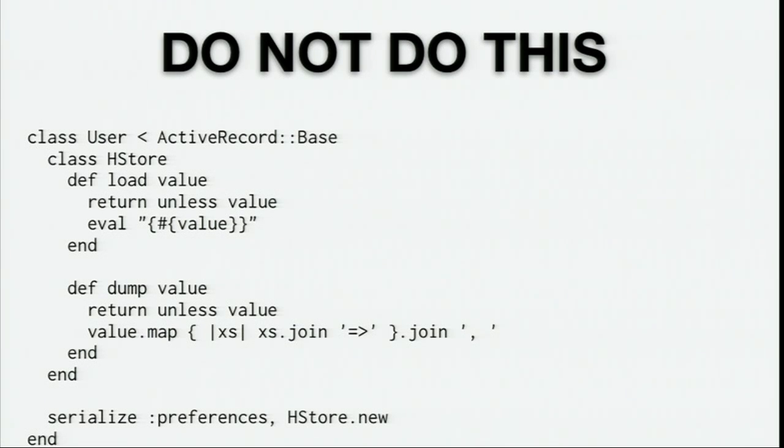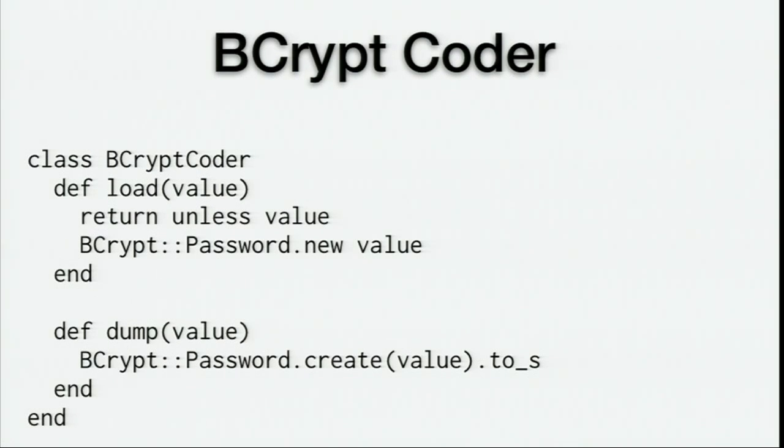But it can be done. So another interesting thing about this serialization strategy API is that we can think of other things besides Marshal and XML and YAML and all those things. We can think about other things as serialization strategies. One of those things that we can think about is encryption, right? So we can implement a coder that saves something encrypted to the database.